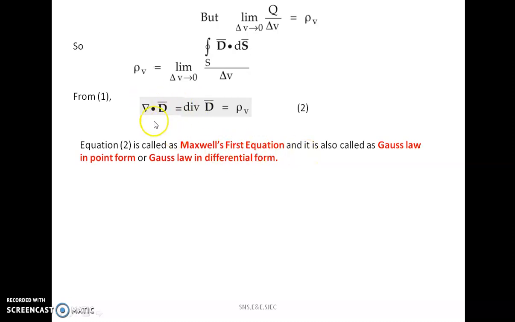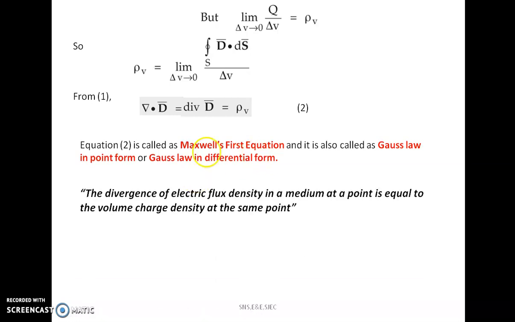Other names for this equation are Gauss law in point form and Gauss law in differential form. Both names hold good for this equation. The Gauss law in point form is stated as: the divergence of electric flux density in a particular medium is equal to the volume charge density at that particular point. So using this, we will solve problems later.